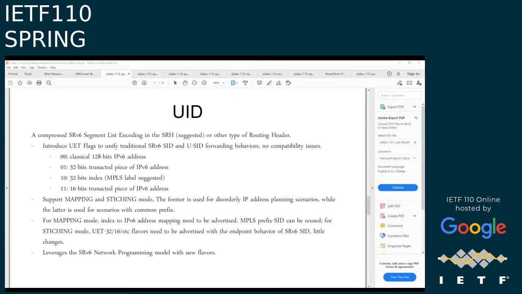Hello? It used the UET flag to unify the traditional SRv6 SID and unified SID forwarding behavior, such as different codes can represent IPv6 address, MPLS label, or IPv4 address. So next page.